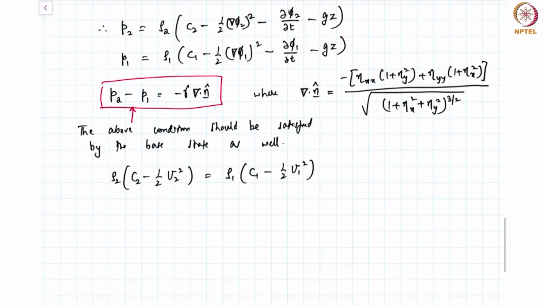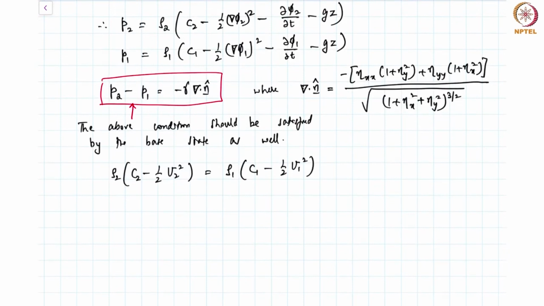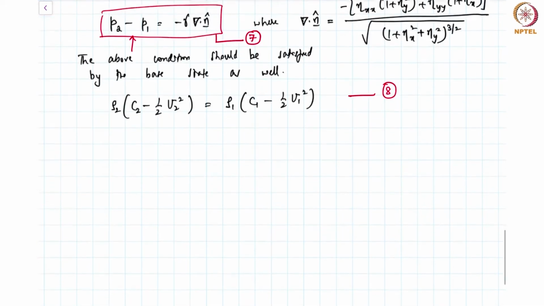Then we'll label this as 7. This is for the general case where P1 and P2 are basically given by this equation, and the base state condition, we'll call it as 8.